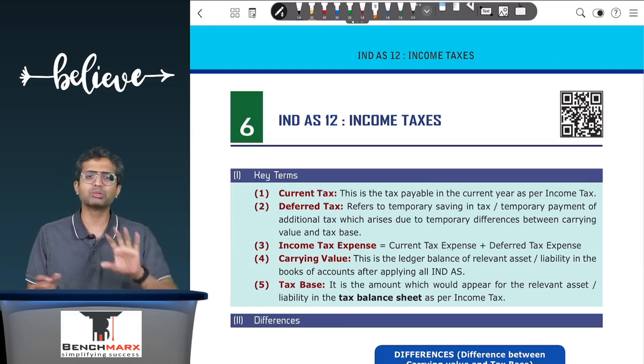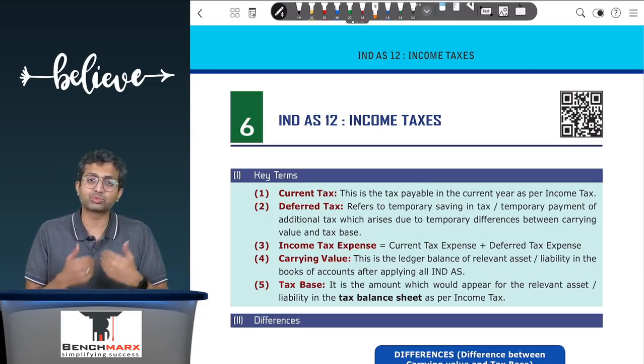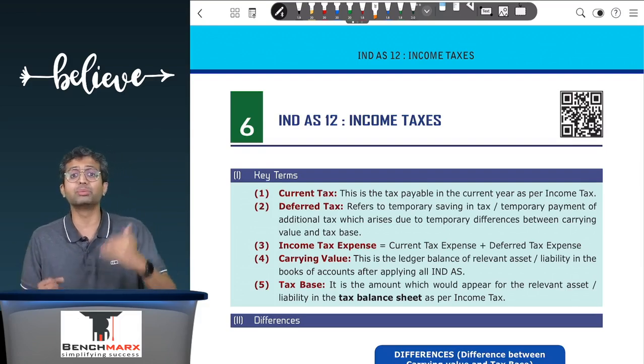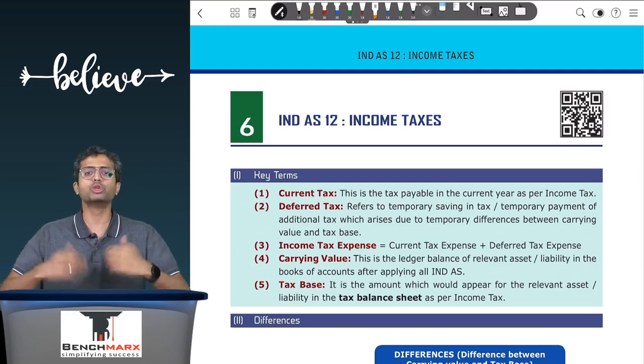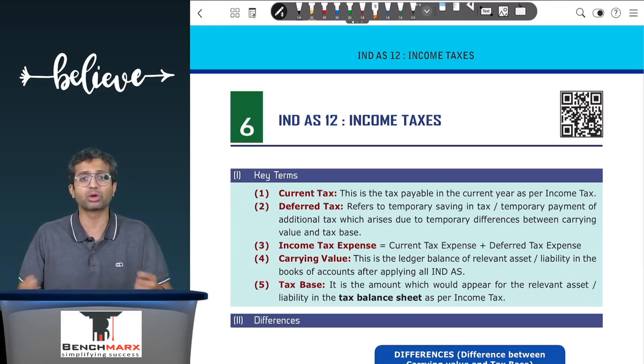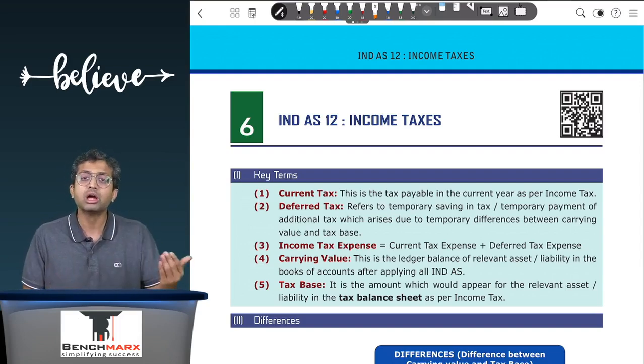Now before we proceed, we want to briefly understand why we need a separate standard for income taxes. It is because the profits that you calculate as per your books of accounts can potentially be different from the profits calculated as per income tax. When you do financial reporting, you don't really show the profit as per income tax. You do the working, the balance sheet, the income statement, everything as per the books of accounts.